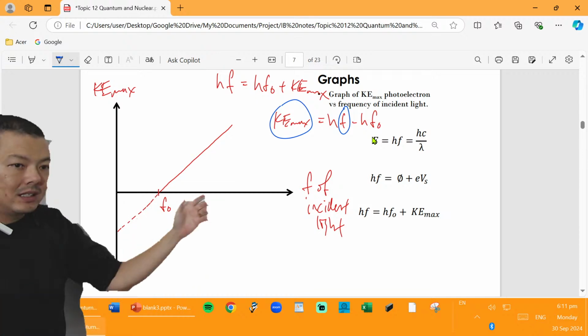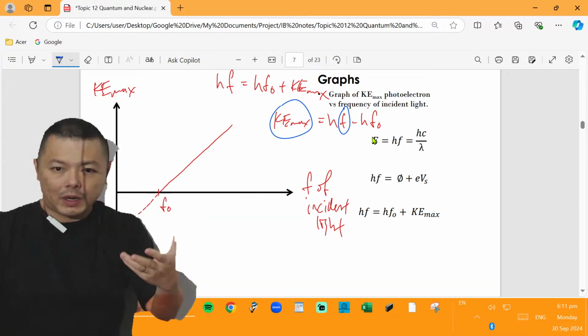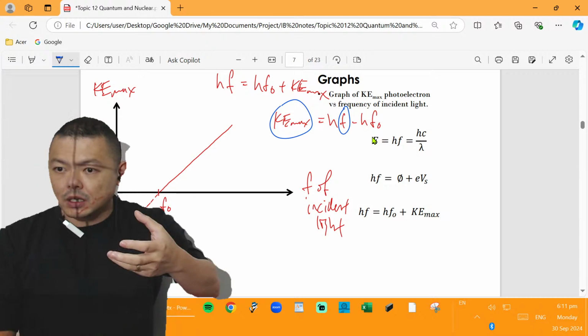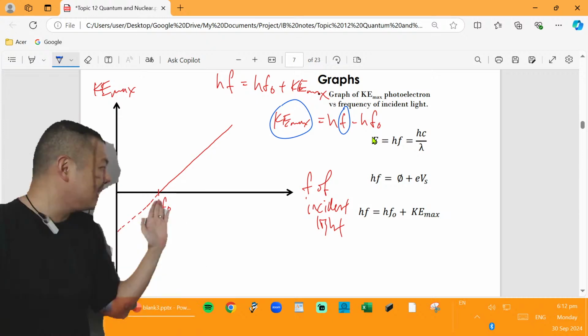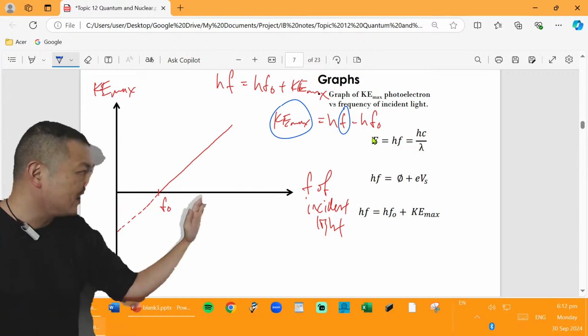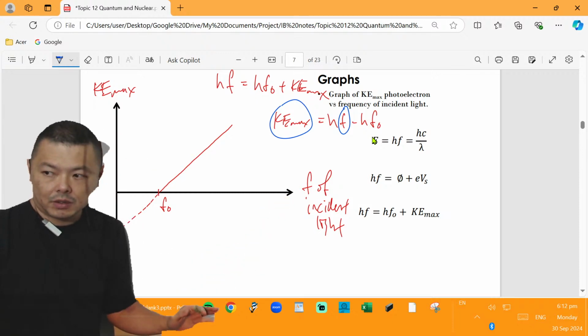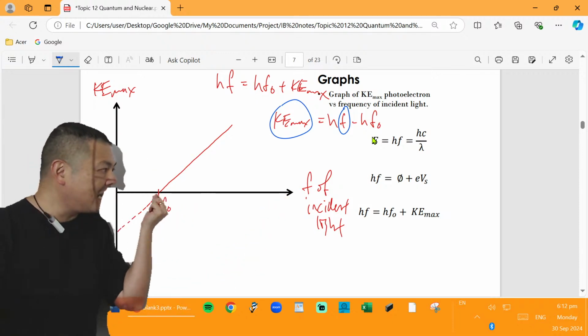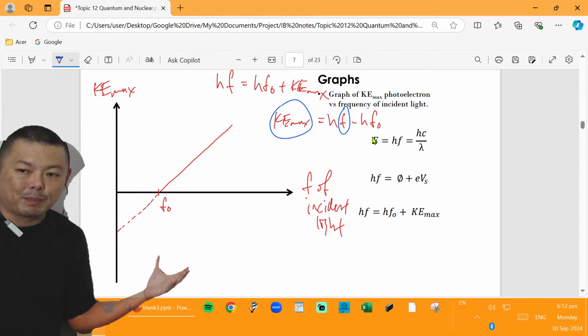What are you doing to the experiment here? When you start increasing the frequency, what are you doing literally? You're changing the color of the light. Let's say this f0 here is blue. Then you change here, this is indigo, this violet, this ultraviolet, this X-ray, this gamma rays. You're literally increasing the frequency of the light that you're using. But what's not changing here? You're not changing the plate.